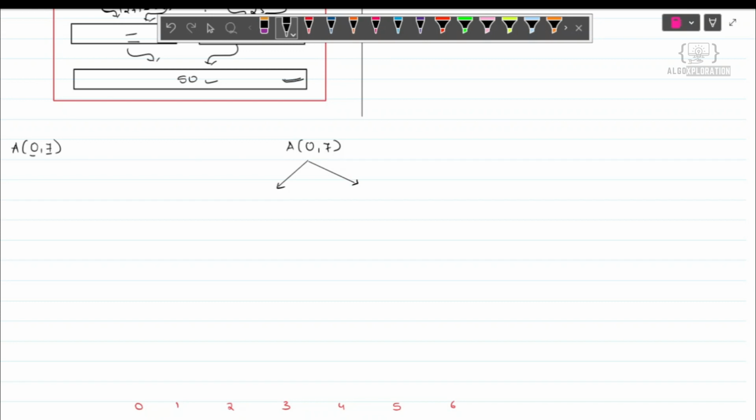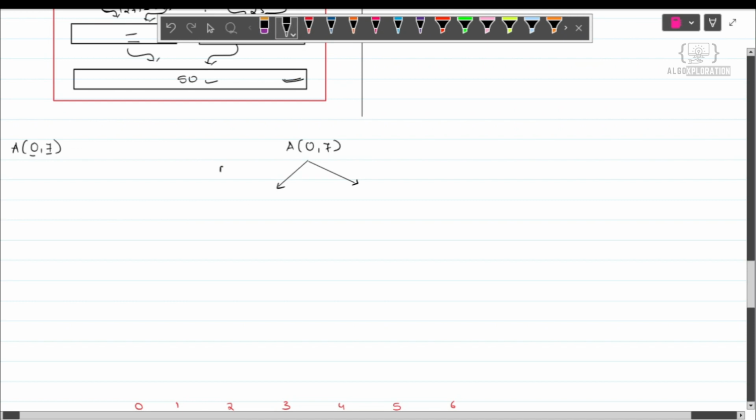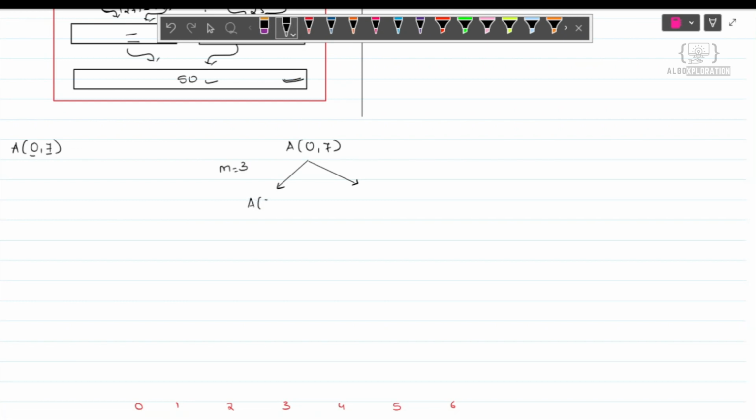So to calculate the mid, it will be 0 plus 7 divided by 2. Here the mid will be 3. Now a of 0 to 3, and this array will be a of 4 to 7. Again we will divide it.